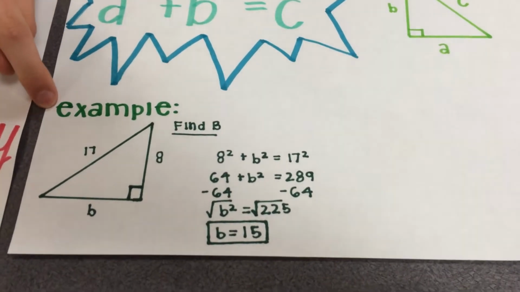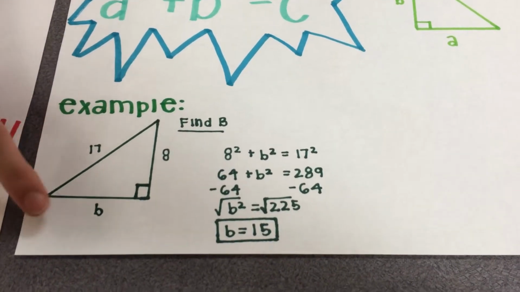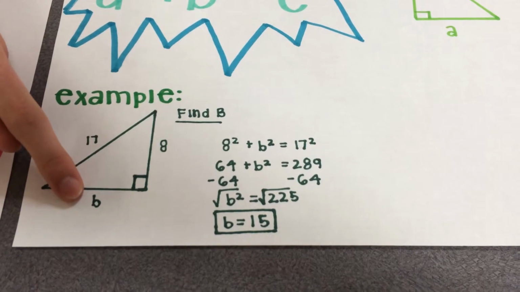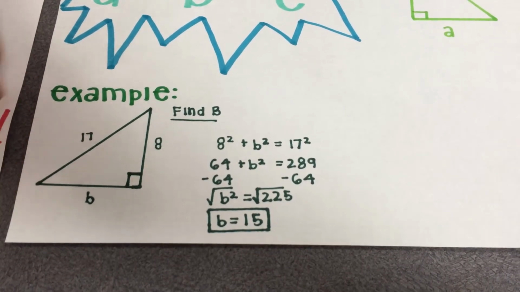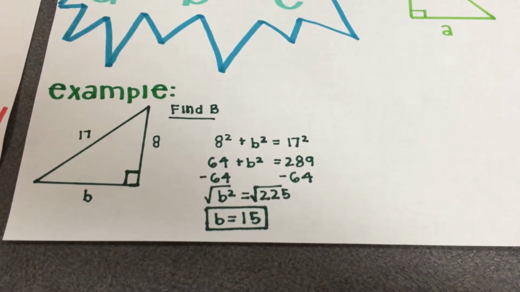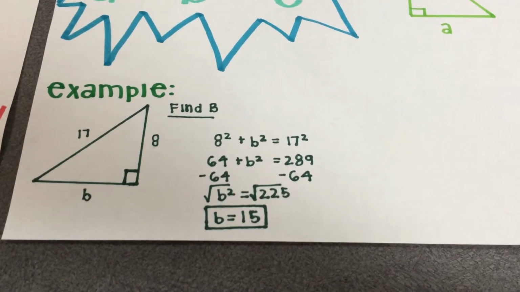In this example, you are trying to find the missing side b. To find it, plug in the values to a squared plus b squared equals c squared and solve as you would a regular equation.